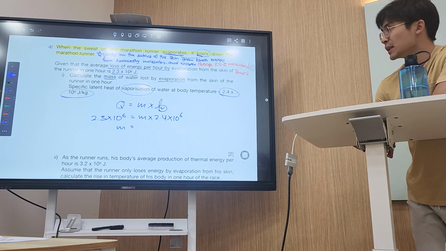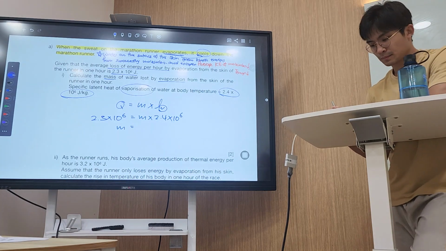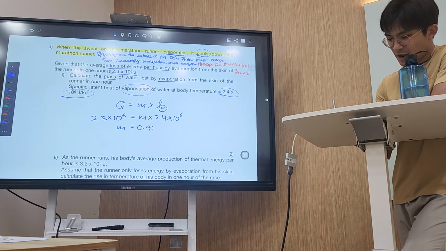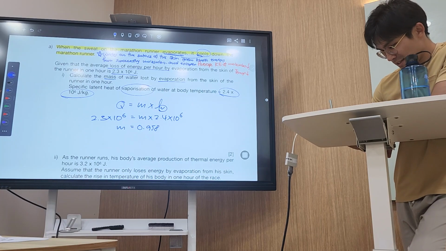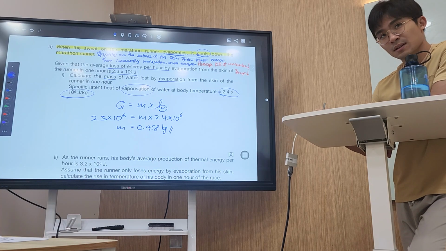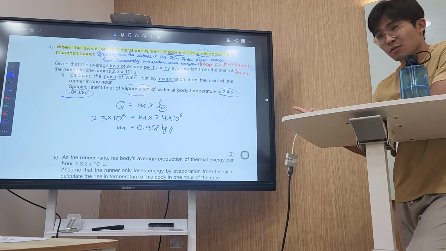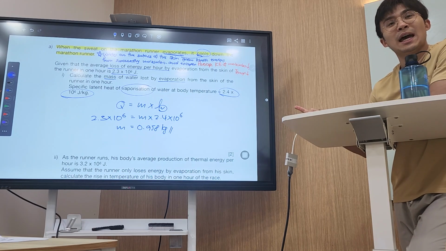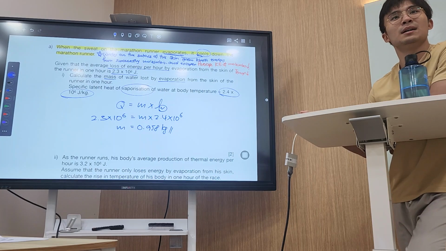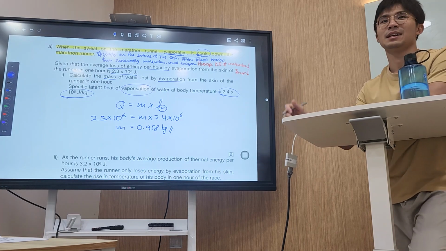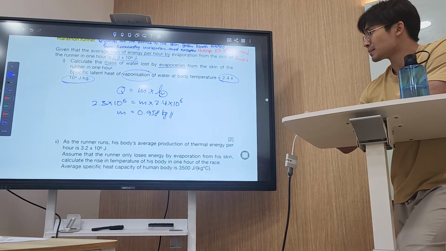Jaden, what's the mass of water that I lose? 0.958 what? kg. How do you lose 900 grams of water? That's not a lot. One hour of running now. Have you run for one hour before? You said a lot. If you run properly. Okay?